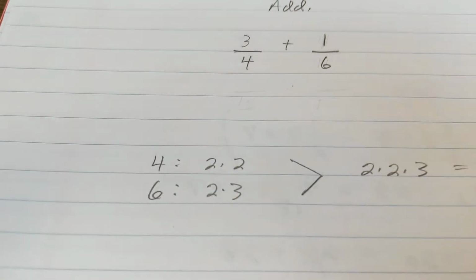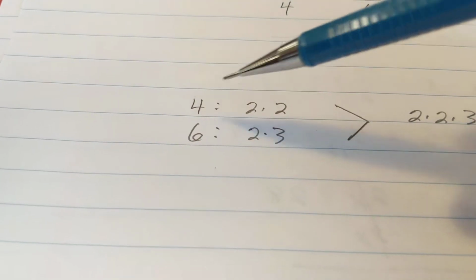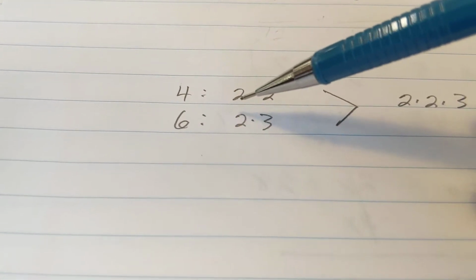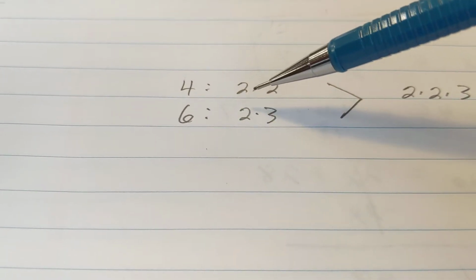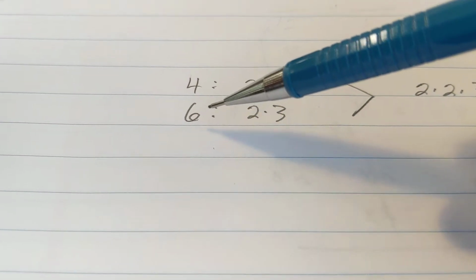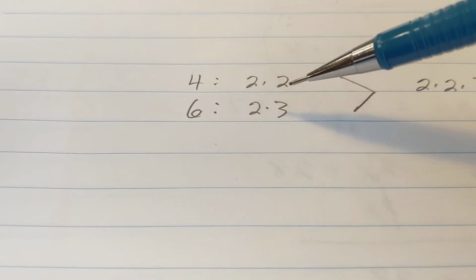One way to do that is to prime factor 4. If you break 4 into components that multiply to be 4, 2 times 2 is 4, and they're both prime numbers. 6 is 2 times 3, and those are both prime numbers.